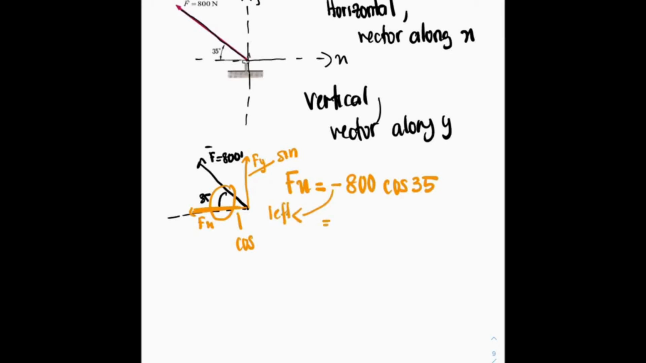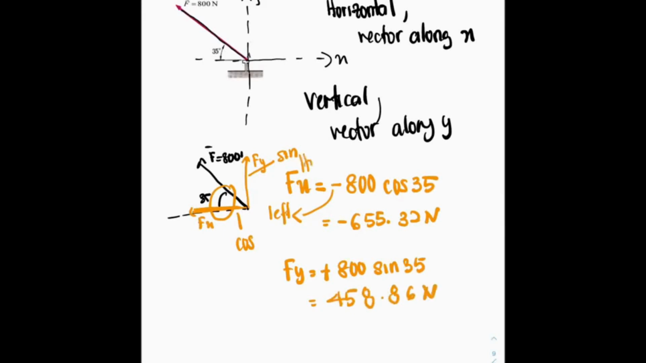And then when you press your calculator, you're going to get negative 800 cos 35 is equivalent to negative 655.32 Newton. And your Fy here is going to become 800 sine 35. It is positive as it is pointed upwards. 800 sine 35 is equals to 458.86 Newton. So this is your horizontal component of the force, and this is your vertical component of the force.